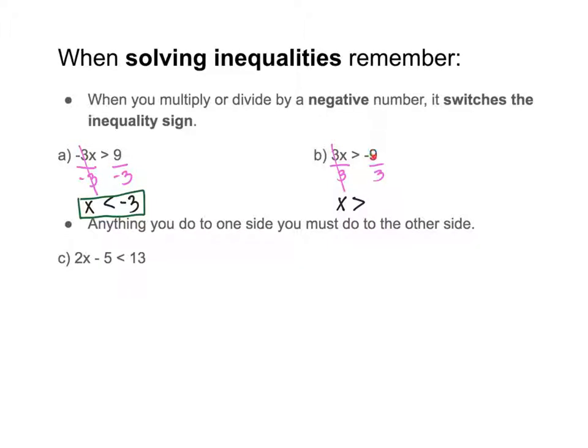Even though that this side here is a -9, right? When you divide, you get a -3. But because you are not dividing by a negative number, this is a positive, you don't need to switch the signs, okay? Whereas this one here, you could see this is a negative number, right? And so that's why you needed to switch the inequality.